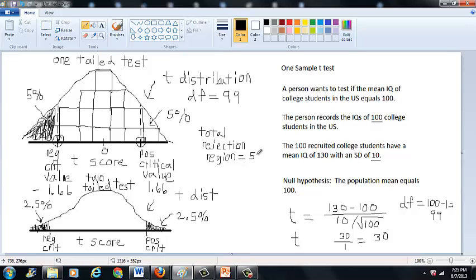So the total rejection region is 5%. And in the two-tailed test, you're dividing your rejection region in half and putting half of it down here and half of it up here. So it's like a team who decides that they're going to make the goal areas at both ends of the field only half as wide, make both of them half the size, and allow themselves to score at either end of the field.